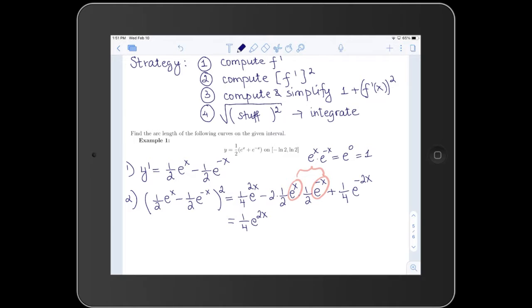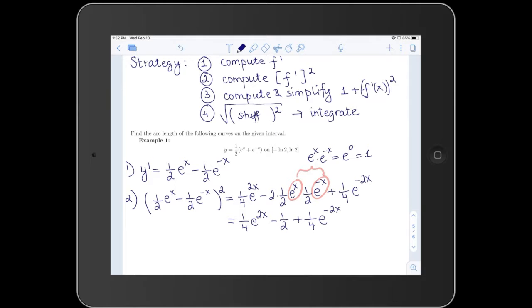Okay, let's see. I see Henry raising their hand. Was that you, Henry? Was that what you're going to say? Yes, it was. Yeah, good. Okay, so e^x times e^(−x), that's 1. And then 2 times 1/2 times 1/2, that's just 1/2, right? So what we get is the following: 1/4 e^(2x) minus 1/2 plus 1/4 e^(−2x).